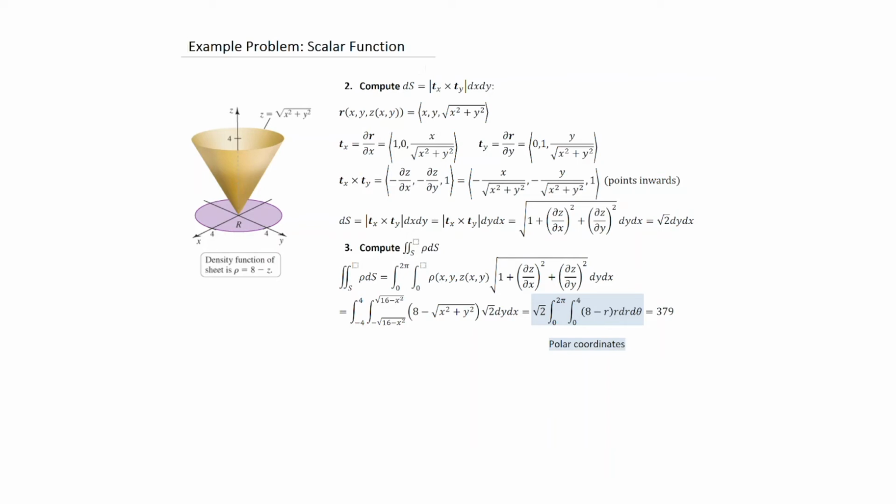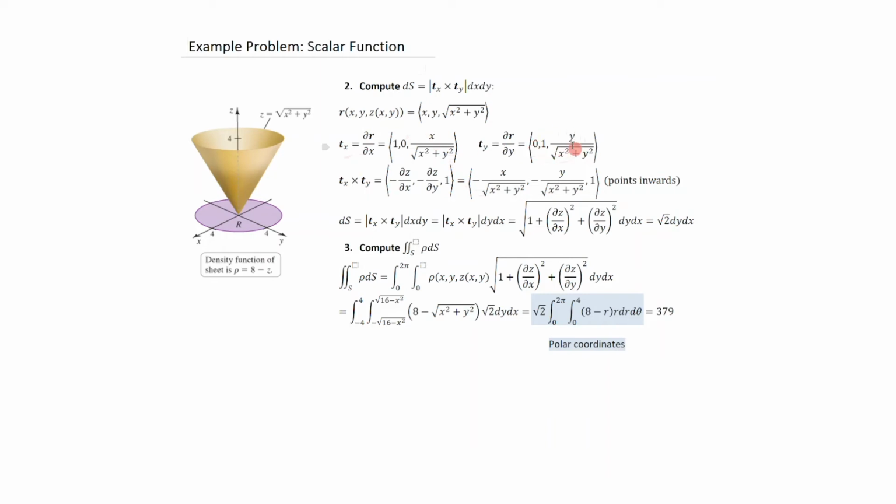So now let's move to step 2, and that is to compute the magnitude of the differential surface area, which from the previous expression is the magnitude of t_x cross t_y times dx dy. And just to recall, the position vector r is just x, y, z, where z was described as the surface of the cone, which is the square root of x squared plus y squared. Next step is to take the partial derivative of the position vector with respect to x and the partial derivative of the position vector with respect to y. And so in the one case you get this vector, and in the other case you get this vector.